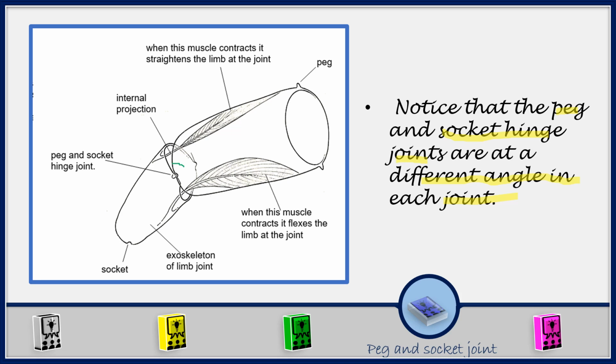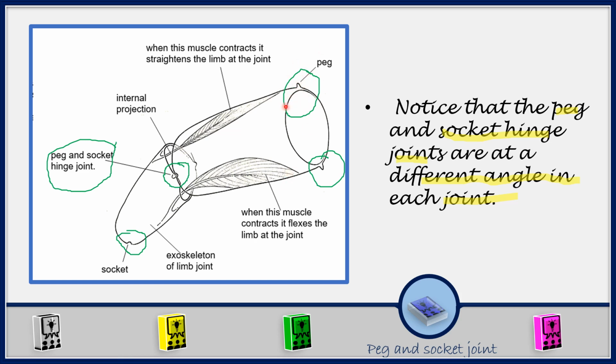When you look at this joint here, we have a peg and socket hinge joint, and they are in this direction. When you come down here, we have a socket. This socket, you can see the direction it is facing. And when we come up here, we have a peg. One is up and another one is down. And when we come here, they are this side. So what we are saying is that the socket and hinge joints are at different angles.